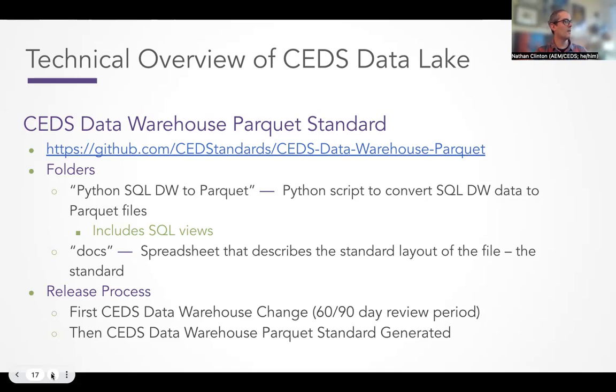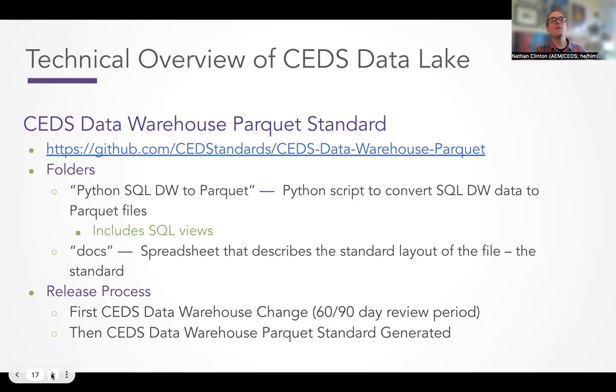The second folder is where we have our documentation, and we have a spreadsheet out there that describes what each of the files are, what the names of those files should be, plus all the technical details. So the names of the columns, all the data types. That is essentially the standard itself.